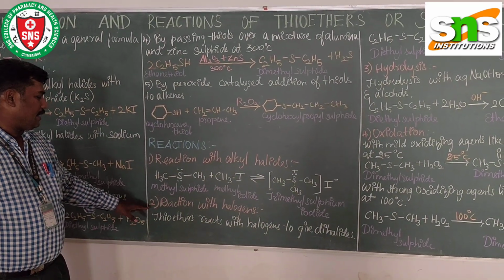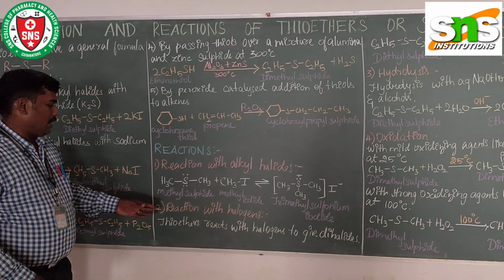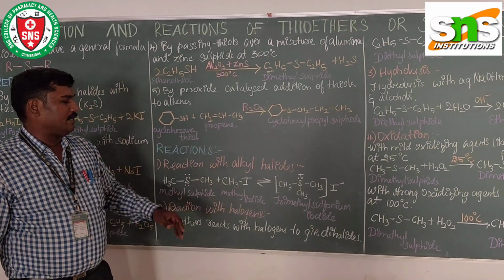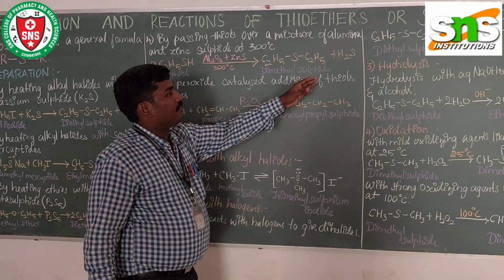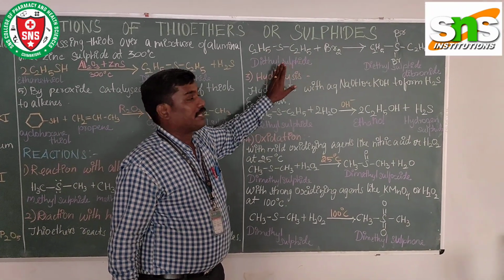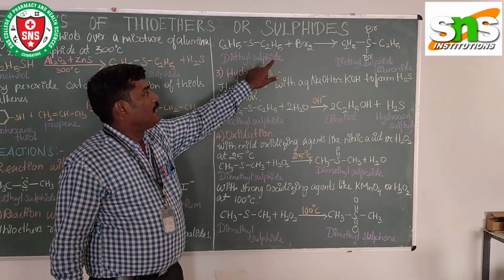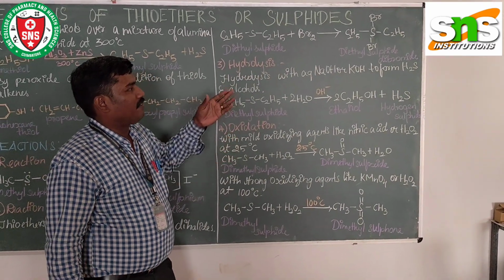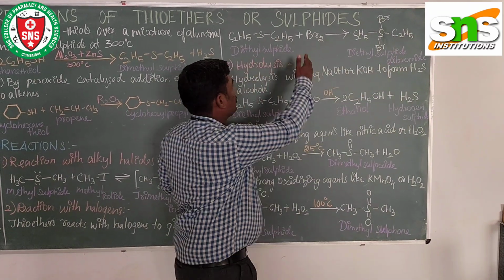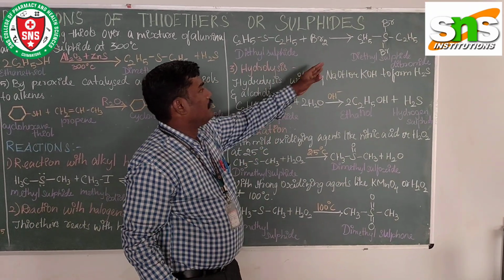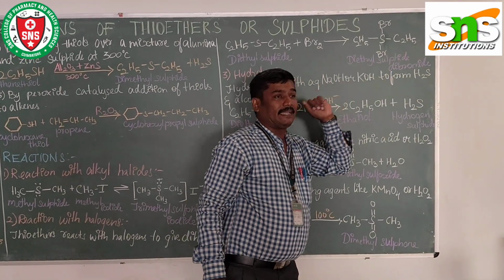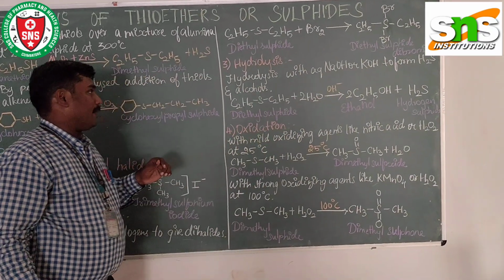Then reaction with halogens. Thioethers react with halogens to give dihalides. Here we have C2H5SC2H5, that is diethyl sulfide, and treatment with bromine will give the product diethyl sulfide dibromide. Bromine will be added here, so C2H5SBr2C2H5 will be formed, that is diethyl sulfide dibromide.